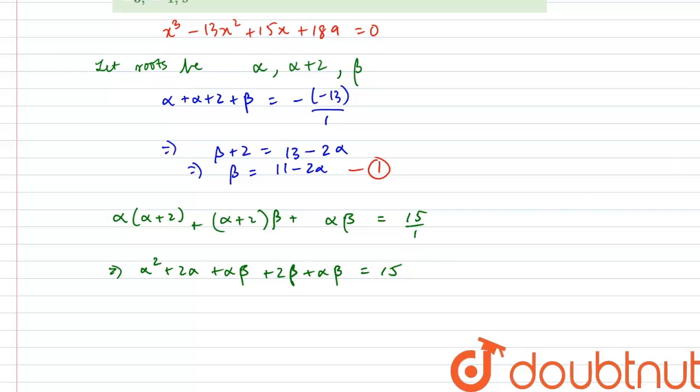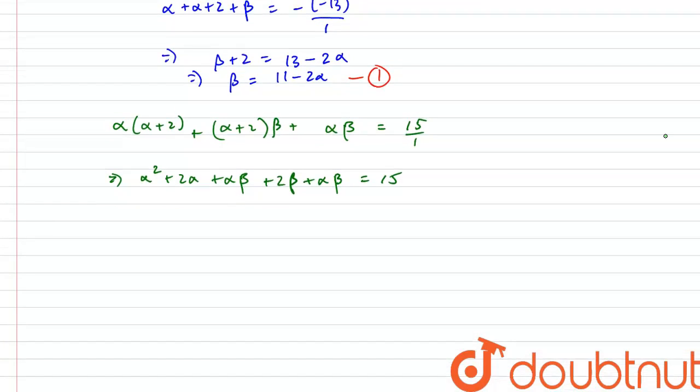to 15. Now we will take the equation 1 and put the value of beta from there, and we will have a quadratic equation in alpha. So alpha squared plus 2 alpha plus 2 beta, right? So beta will change into 11 minus 2 alpha, right? And then we have 2 alpha beta plus 2 into alpha into 11 minus 2 alpha. This is equal to 15. So let us solve this equation.